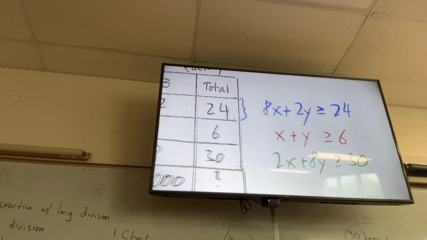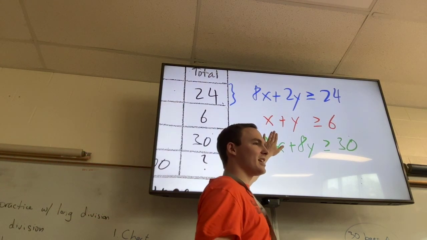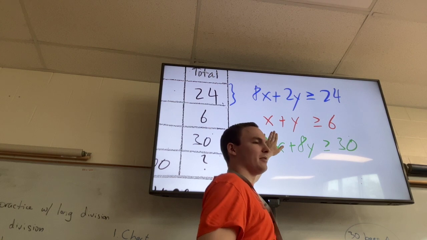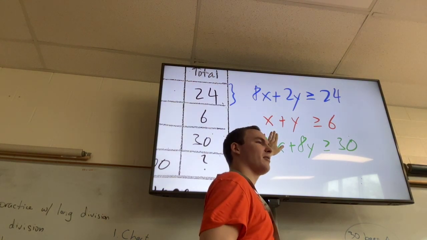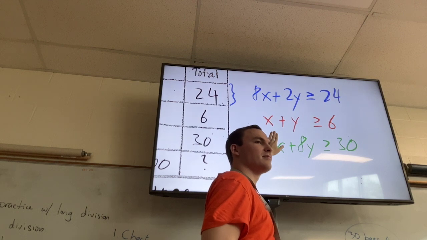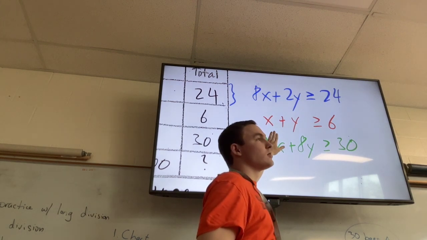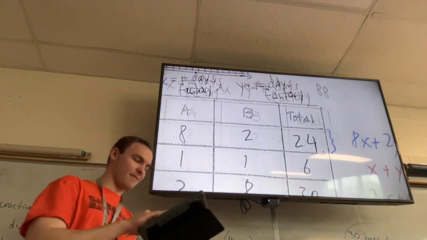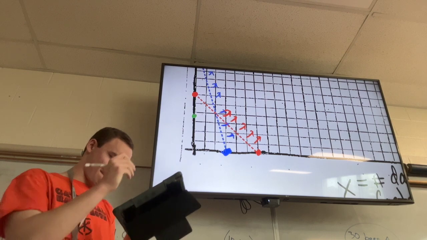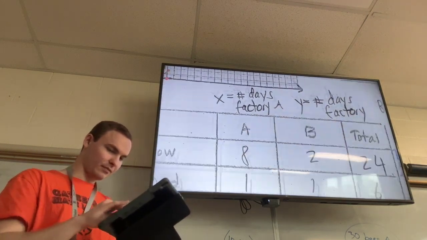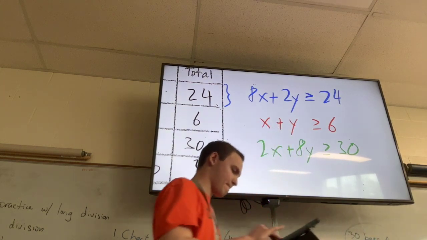Okay. My y-intercept of my green line, what's that? 15 over 4. Yeah, so right below 4. So right here. Okay. X-intercept, cover up y, it's going to be 15.